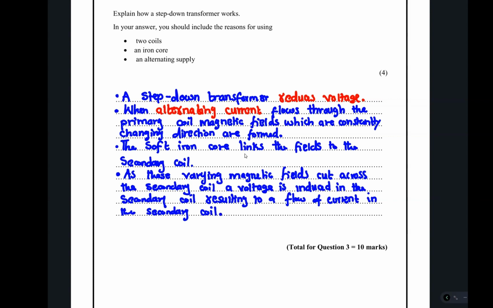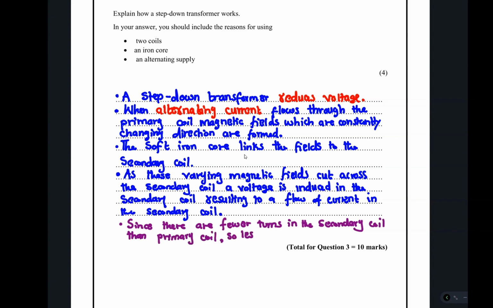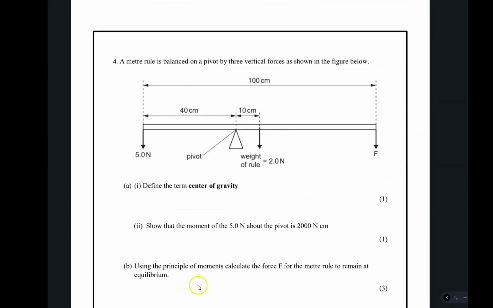So this is exactly what you are supposed to have stated in this particular question. And remember, since there are fewer turns in the secondary coil, we're going to have less voltage induced. So that is why it qualifies to be a step down transformer, because we have fewer turns in the secondary coil than the primary coil.